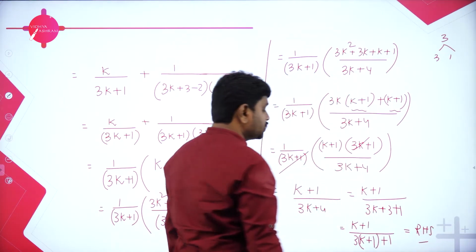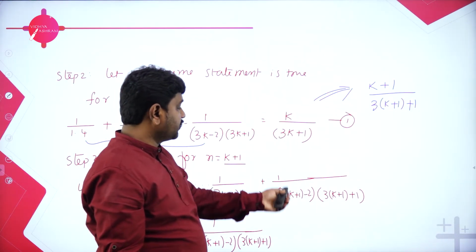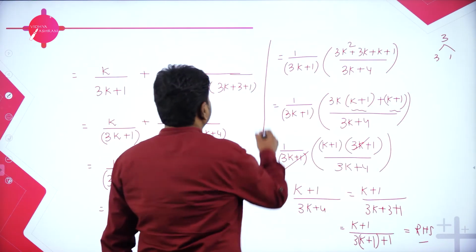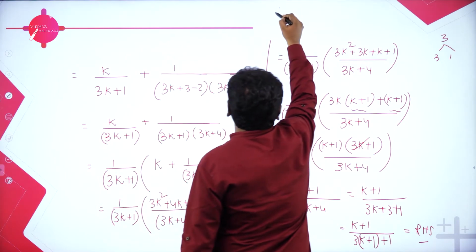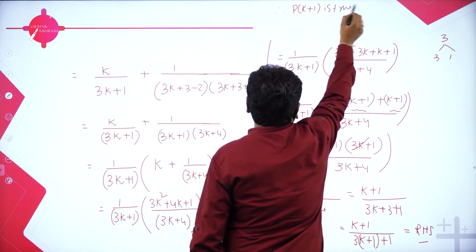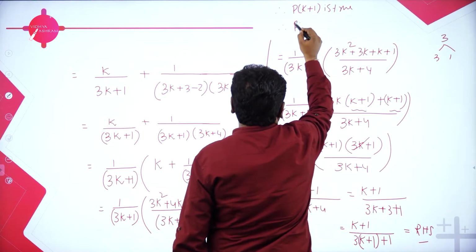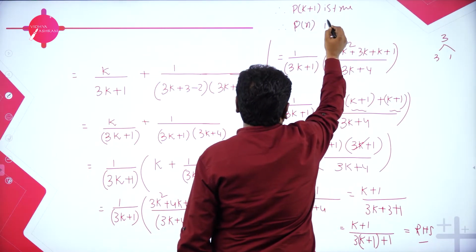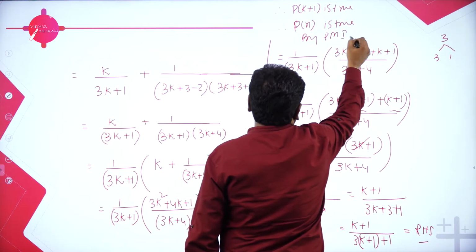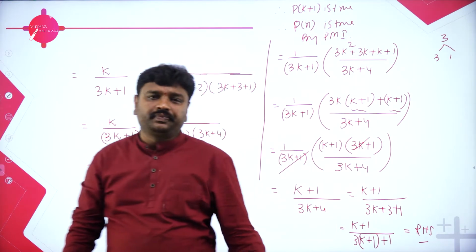So we need this. So now if you see in this expression, in the place of RHS, wherever k is there, it became k plus 1. So now we'll write the conclusion. Therefore, P of k plus 1 is true. Therefore, P of n is true by mathematical induction. By PMI, the given statement is true.